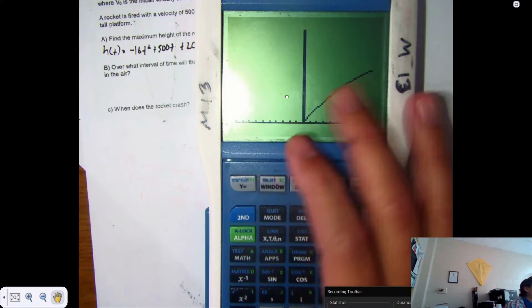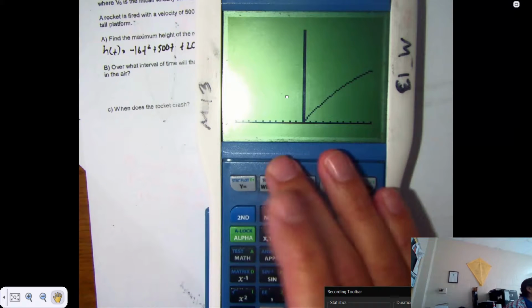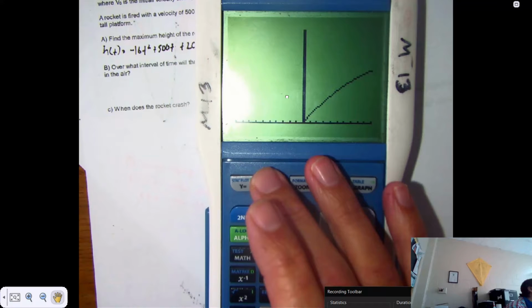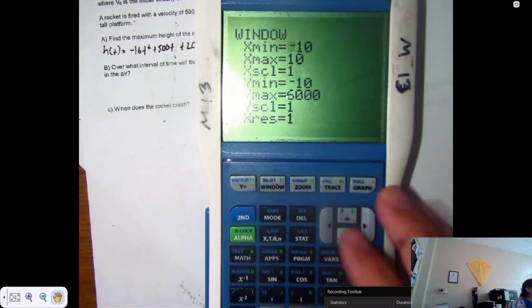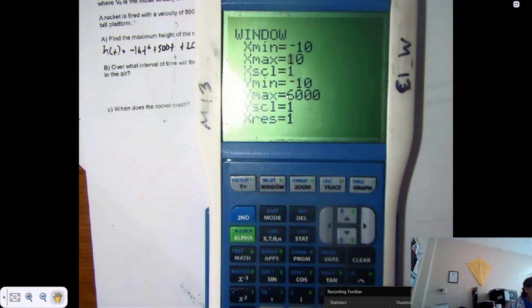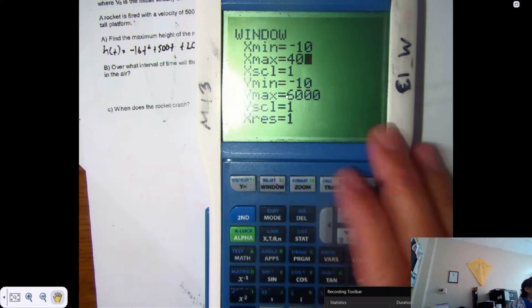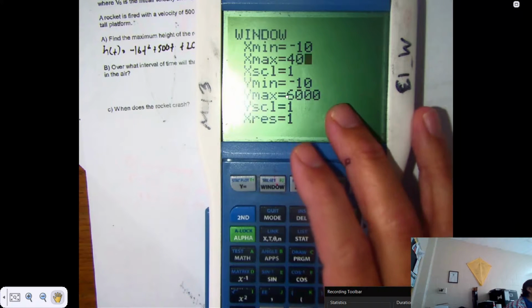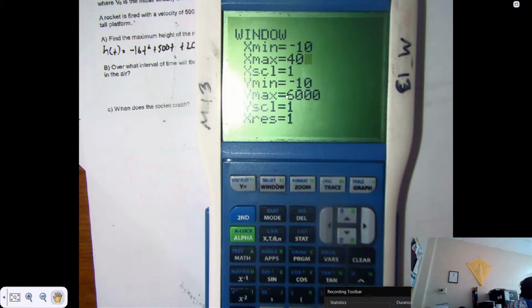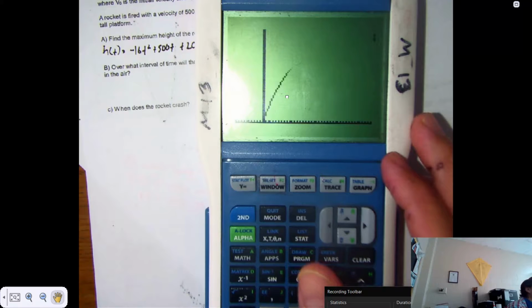Now, does it look like it's going to start coming back down? Yep. Which direction do you look? To the right. Let's change that X max to about 40 just to be on the safe side. So I changed X max to 40, Y max 6,000. Did I know the numbers off the top of my head? No. No, I guessed and checked. There is that equation, model, and graph.